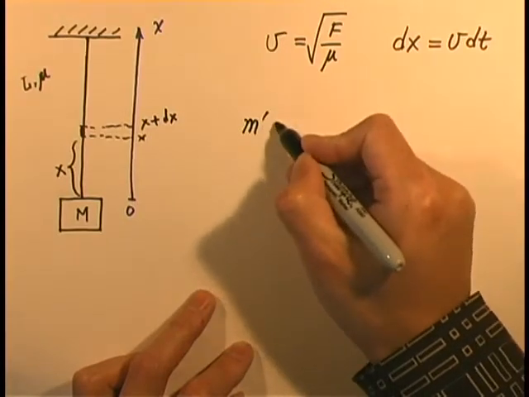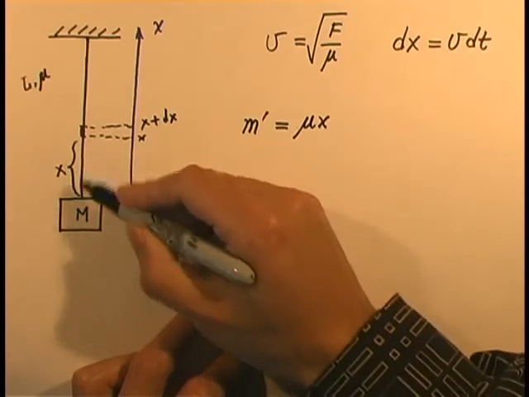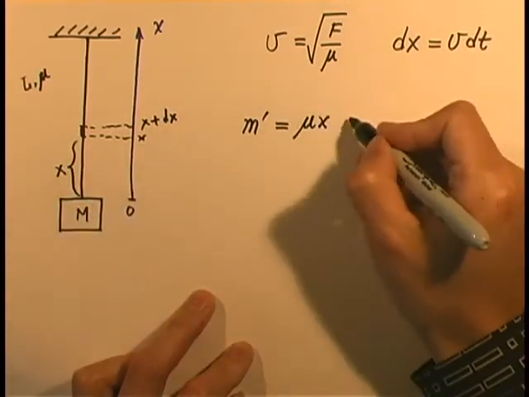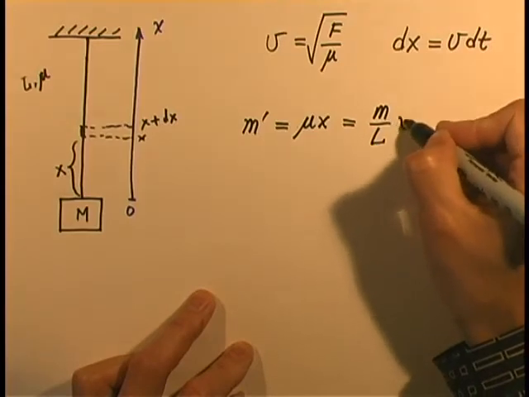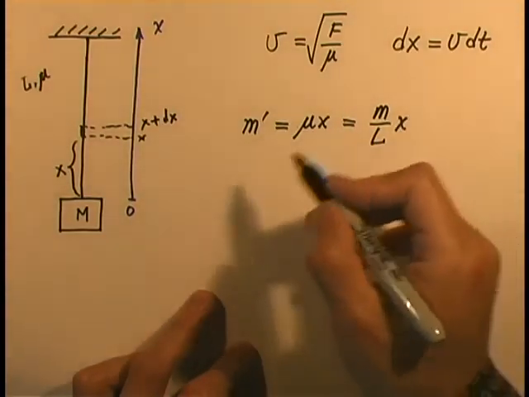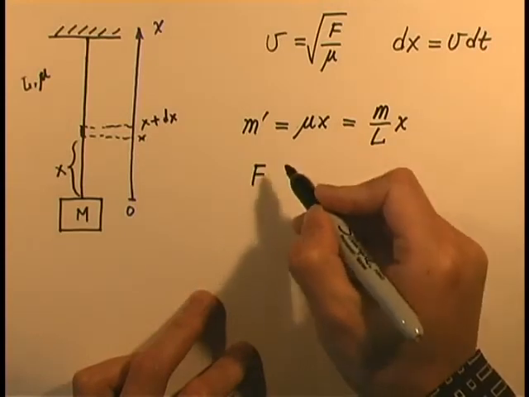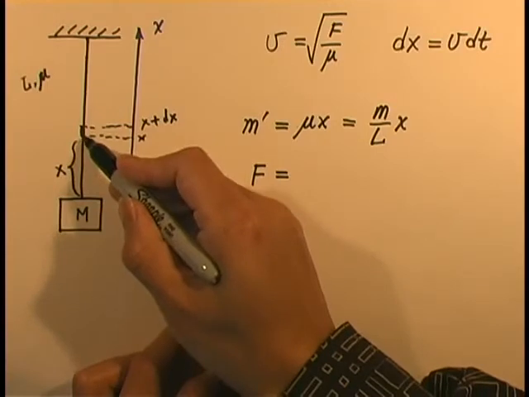Okay, what is that equal to? Isn't that equal to mu times x? Okay, linear mass density times x, right? Linear mass density is the total mass over the total length, times x. So that's m prime. The tension F at that location must support this weight plus that weight.